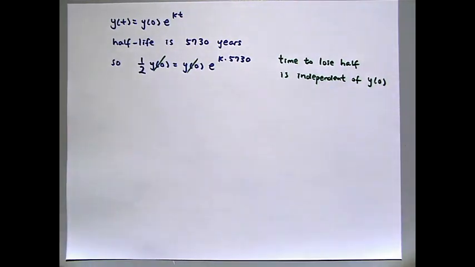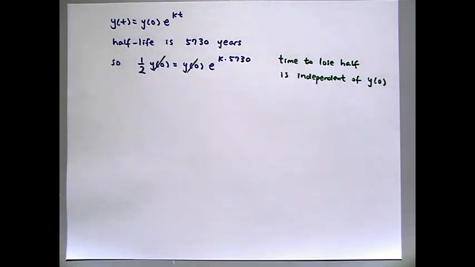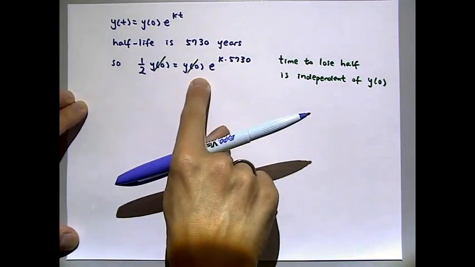Just like the population is going to double every 20 minutes regardless of how many you got. You start with 1, 20 minutes later you get 2. But if you start with 1 billion, 20 minutes later you get 2 billion, right? The doubling time doesn't change, independent of what you got. Exactly the same as the bacteria. Okay, so here I can find k very quickly because the y0 doesn't matter.